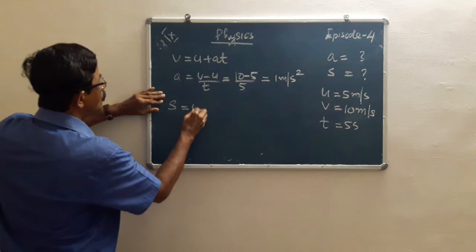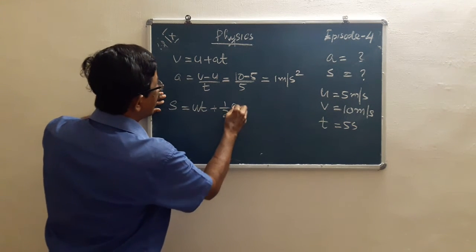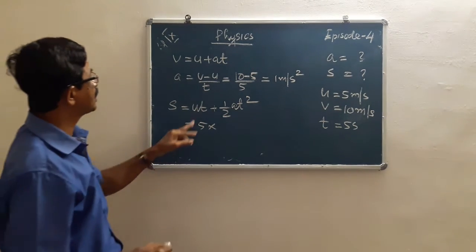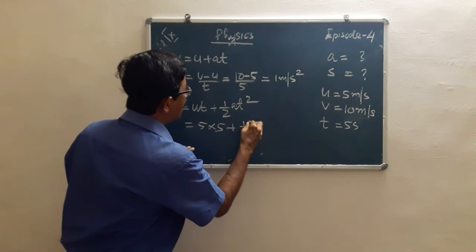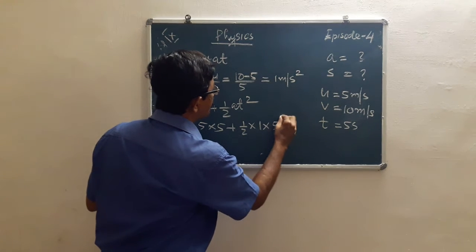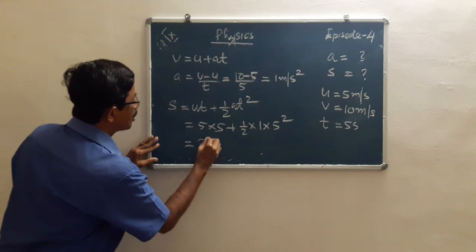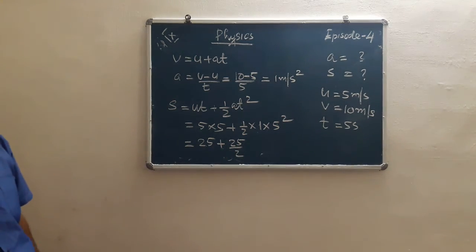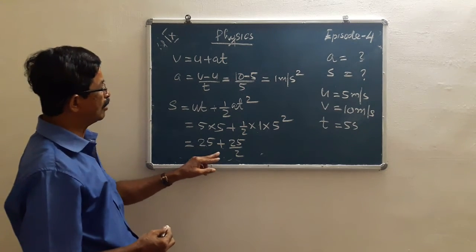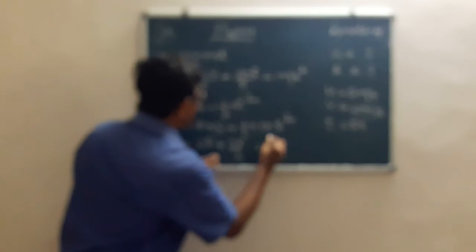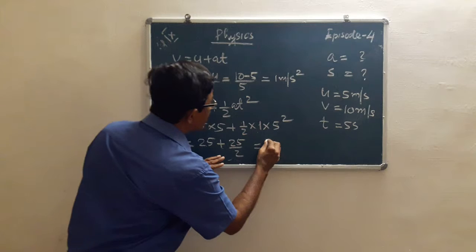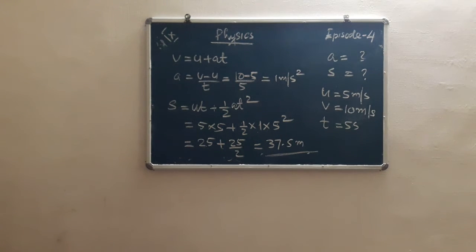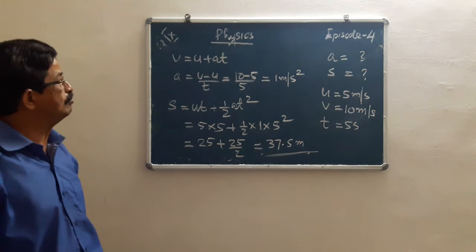And we want to find out the distance traveled. That is s equal to ut plus half at square. That is equal to u 5 into t, 5 seconds, plus half into a 1 meter per second square into t 5 square. That is 5 into 5, 25, plus 1 into 1, 5 square 25 by 2. 25 by 2 means 12.5. So 25 plus 12.5 is equal to 37.5 meter. That is the displacement of the car.